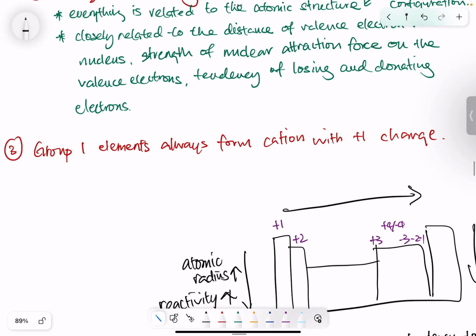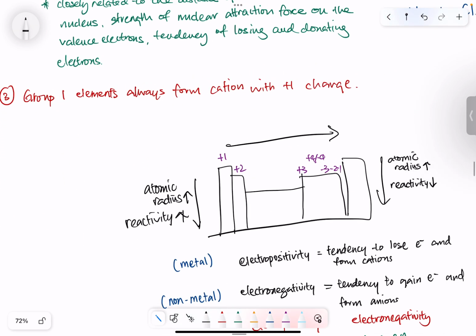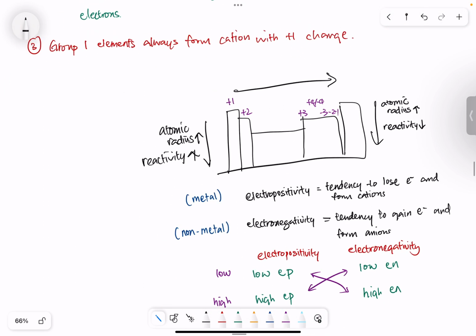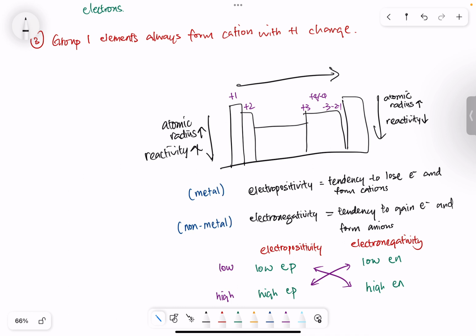And then the third thing to remember is that a group 1 element is always going to form a cation with a positive 1 charge. No matter what kind of substance it reacts with, a group 1 element can only donate 1 electron to form ions with a positive 1 charge. It can no longer donate any more electrons, which is why its cation has a charge of positive 1.